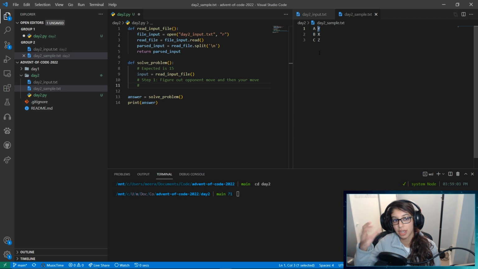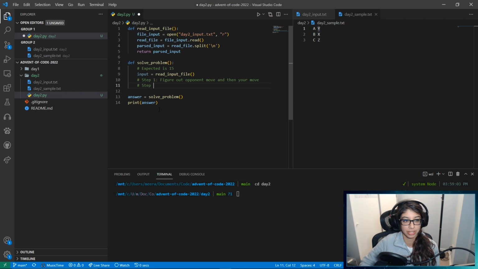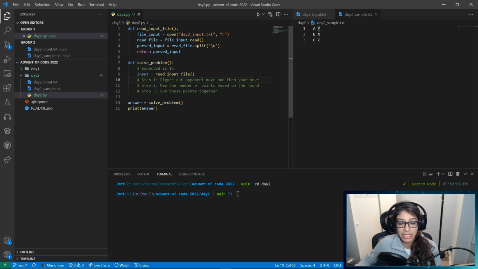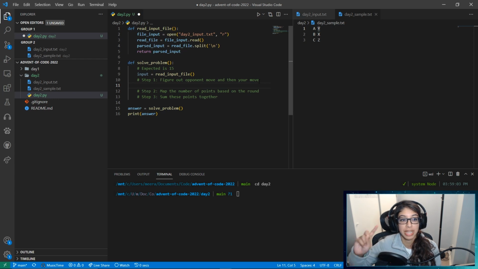So we want to kind of create this map that would basically be a really quick lookup of like, this is what your opponent played, this is what I played, this is the score. So that's going to take some time, but let's write that down. So to map the number of points based on the round together. So I'm going to take a bit of time to calculate all of this. So I'm just going to go ahead and do that and come back once I have a working map.